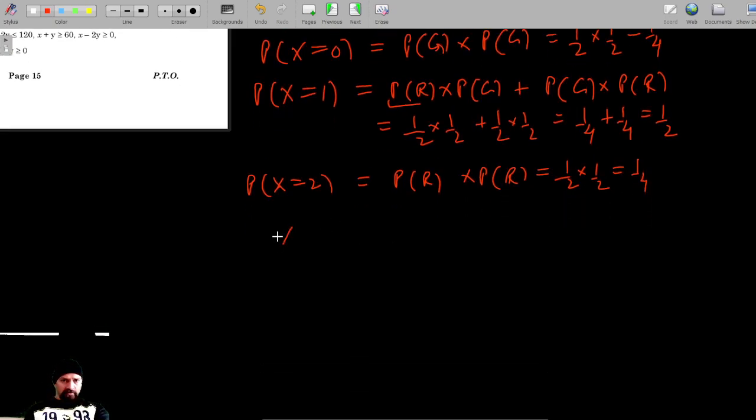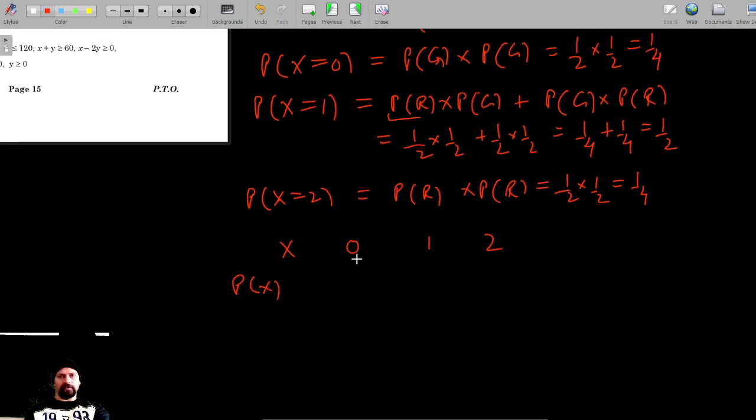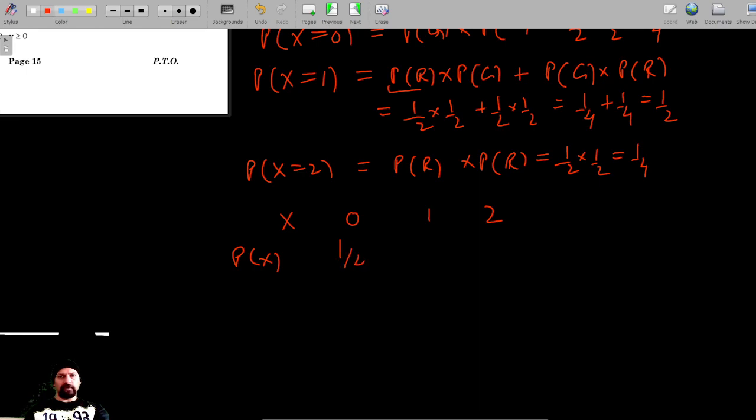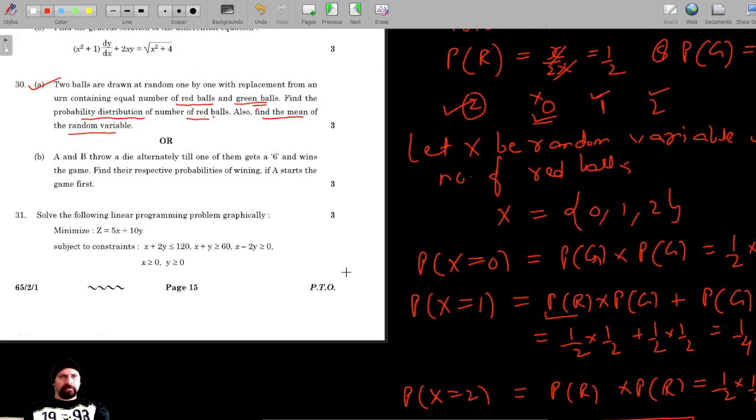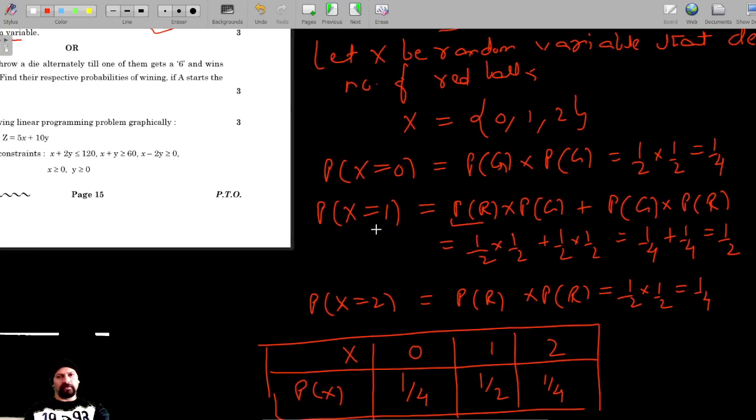Now our random variable was 0, 1, and 2, and their respective probabilities: the probability of 0 was 1 by 4, the probability of 1 was half, and the probability of 2 red balls is 1 by 4. This solves our first statement, and it's also asked to find the mean of the random variable.